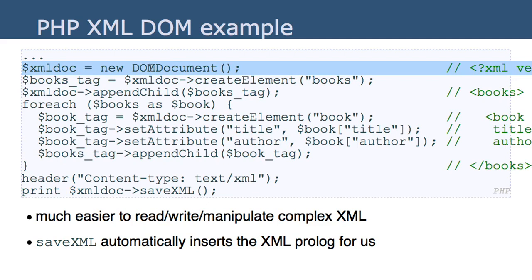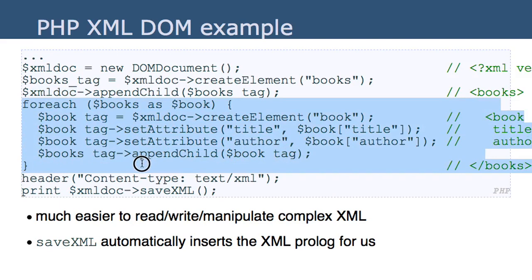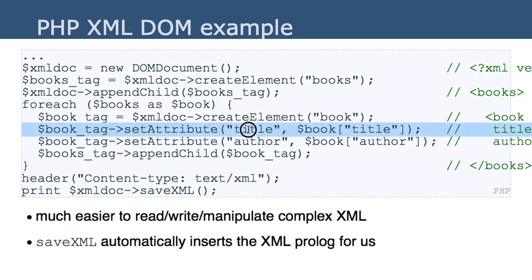So in this case, in order to output XML, we're creating a new DOM document object here, and in this DOM document, we're creating a new element, a books element. This is the books tag. We're going to append the books tag to the document, and then for each book, we're going to create a new book element, set its title and author attribute, and append that book to the books tag. The books tag is the global books tag. So we're basically doing with PHP the exact same thing that we do with JavaScript, calling the same methods, create element, append child, set attribute, but we're using it to generate an XML document instead.